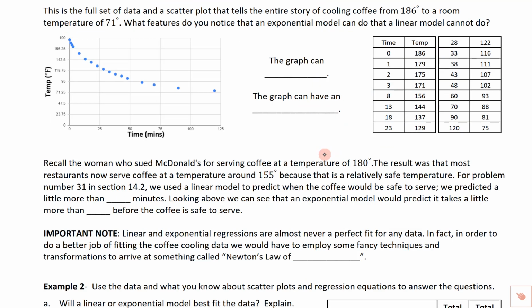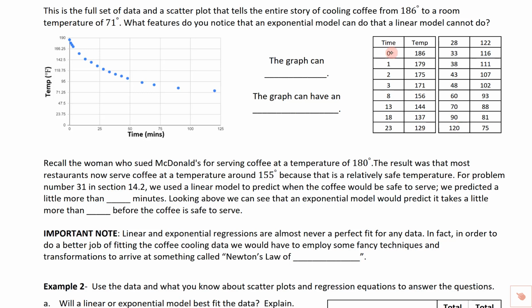Okay, on this back side, we're ready to take a look at this coffee cooling problem with all the data and all of the information. So you'll notice over here on the scatter plot that's scaled and labeled just like it was before, I've got a whole bunch more information. In fact, this data was tracked all the way out to 2 hours, 120 minutes.